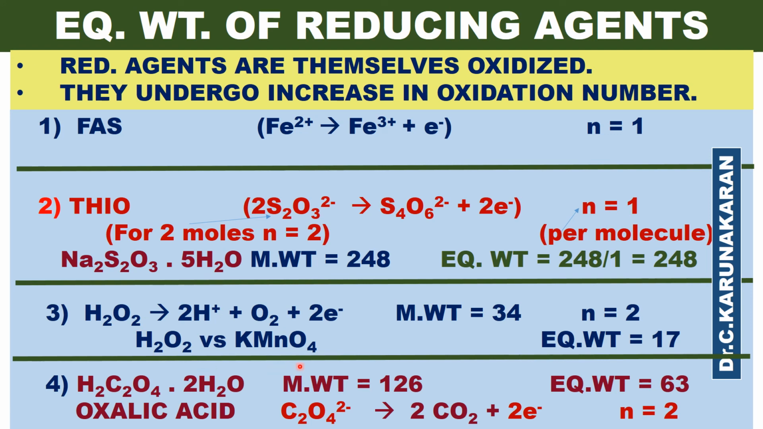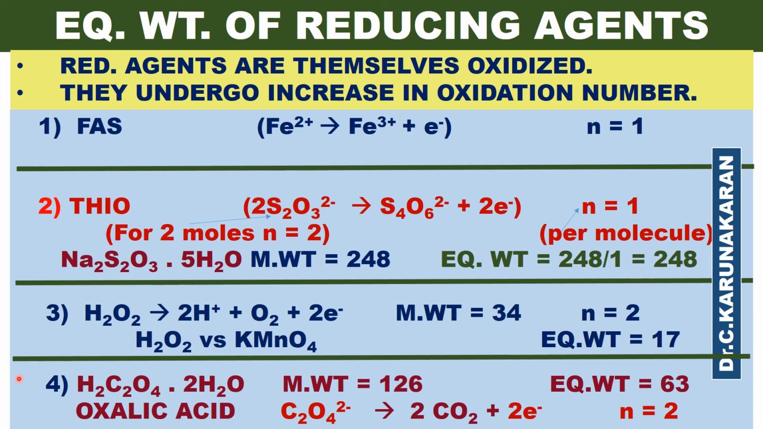When hydrogen peroxide is reacted with KMnO4, which is a powerful oxidizing agent, hydrogen peroxide acts as a reducing agent. Reducing agents are themselves oxidized, so it loses electrons. Hydrogen peroxide gives 2H plus, O2 plus 2 electrons to balance. Therefore N equals 2, the molecular weight of hydrogen peroxide equals 34, and the equivalent weight equals 34 divided by 2, which is 17.